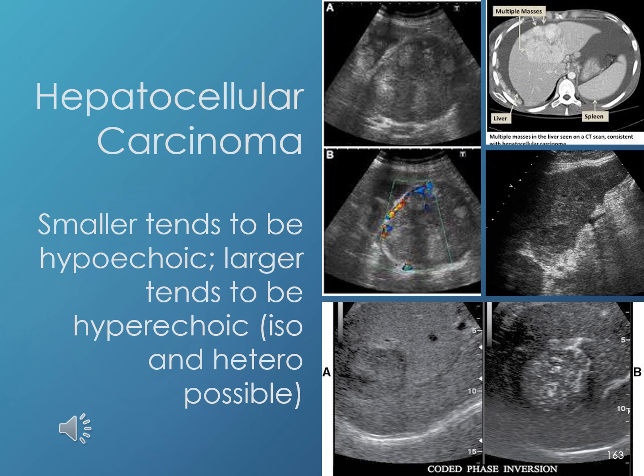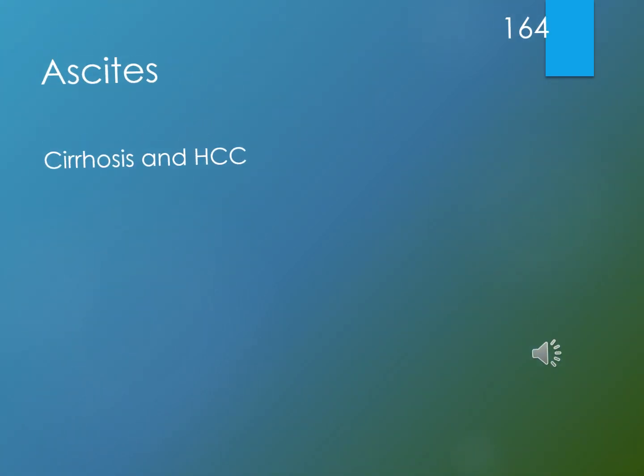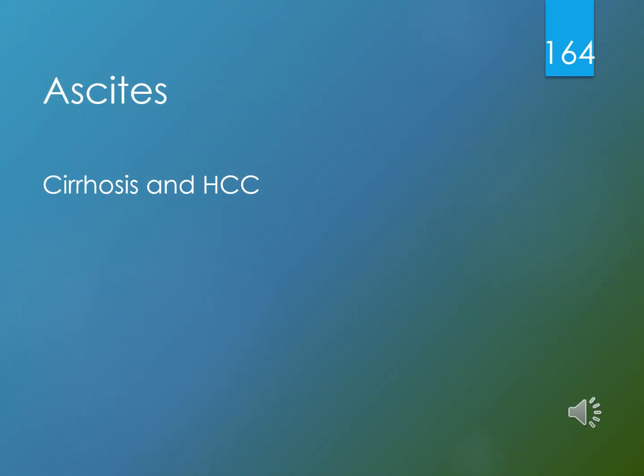Hepatocellular carcinoma under imaging. Smaller tends to be hypoechoic, larger tends to be hyperechoic, but isoechoic and heterogeneous are also possible. Again, cancer does what cancer wants. But smaller lesions remind me of focal fatty sparing. So when you're scanning, you need to make sure that you're really differentiating, is this a small hepatocellular carcinoma or is this just focal fatty sparing? How can you tell? A patient can get ascites with cirrhosis and hepatocellular carcinoma.